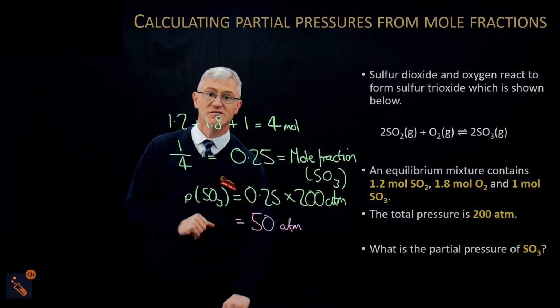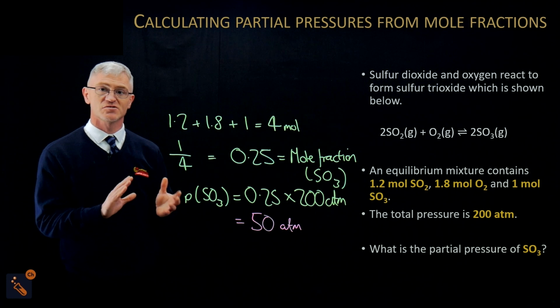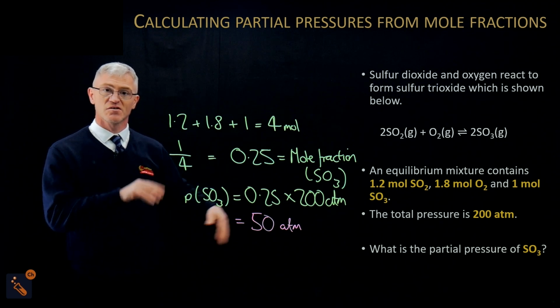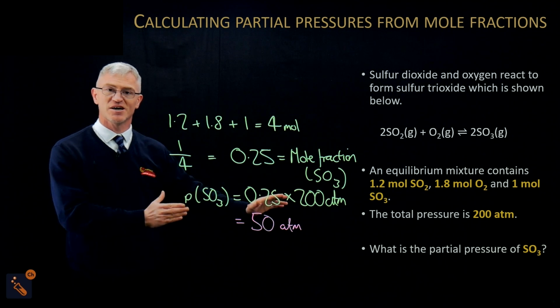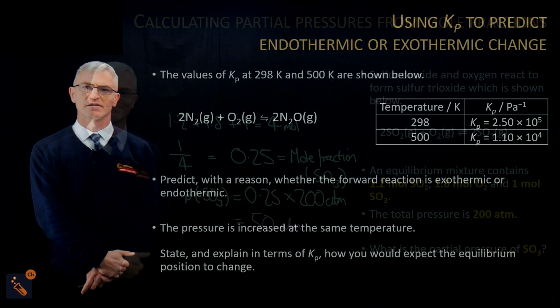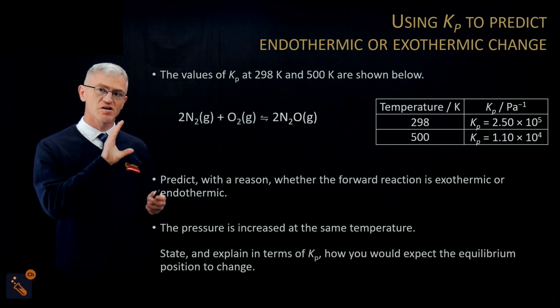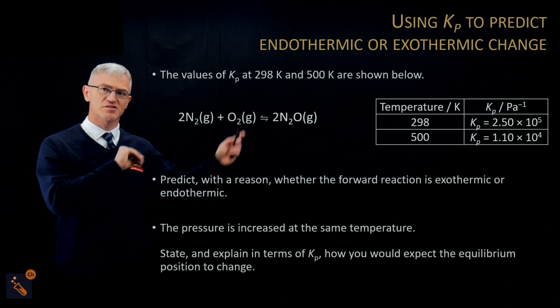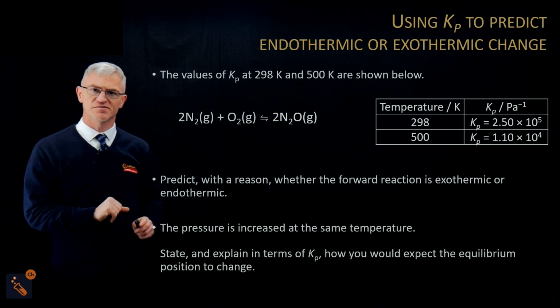And that is how you work out the partial pressure of a single component when you have the moles of the individual components and you have the total pressure. In this question, which is one of the most difficult ones to understand, we've got this equilibrium here done at 2 different temperatures, and then we've got the Kp values for those different temperatures.